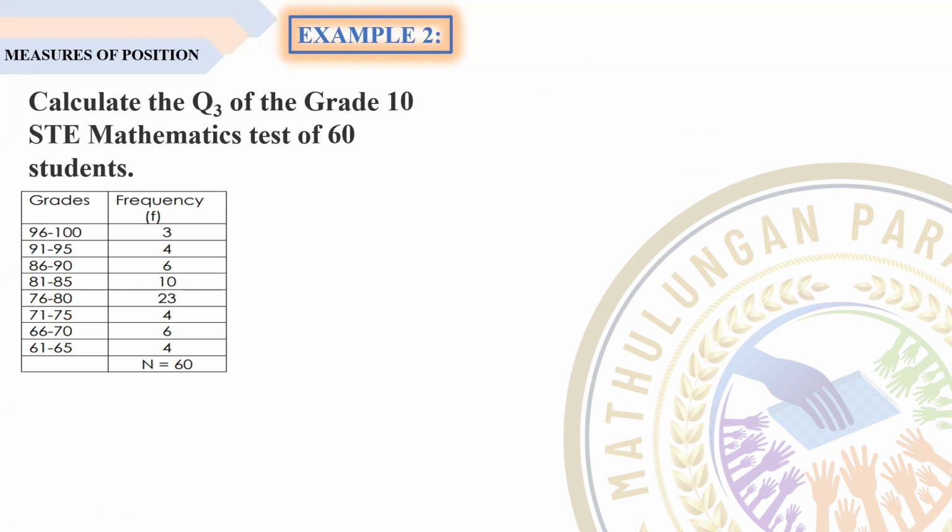Next, let us proceed to our example number 2. Calculate the quartile 3 of the grade 10 STE mathematics test of 60 students. So, ang table natin ay nandyan. So, again, using that table, since meron tayong table, means ito ay tumutukoy sa group data. Now, let us have our solution.